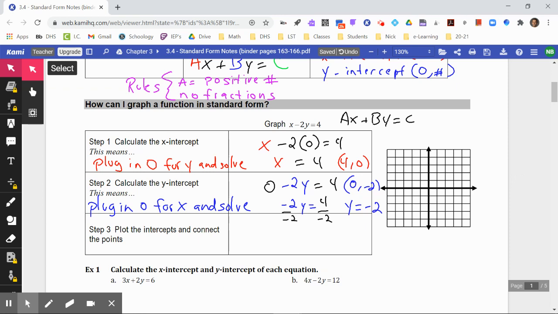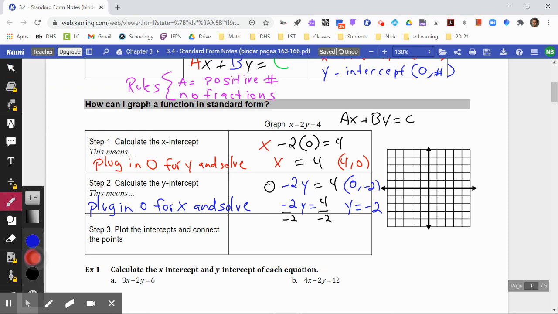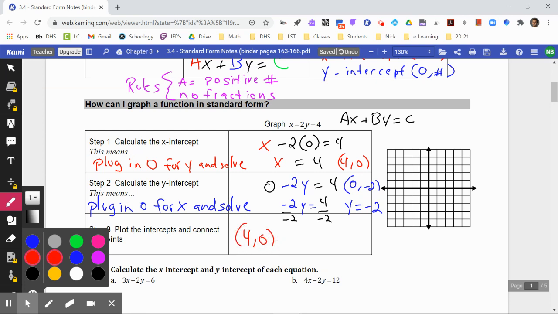All right, so now to graph here, the last thing I've got to do is plot the intercepts and then connect the points. Again, my x-intercept is (4, 0). So on my graph here, (4, 0) is going to be 4 on my x, right on the x-axis because it's an x-intercept.